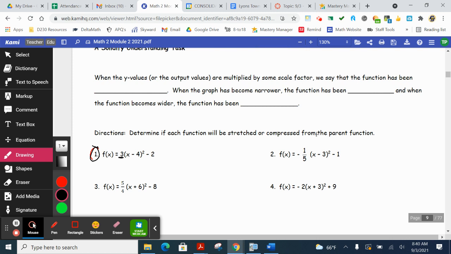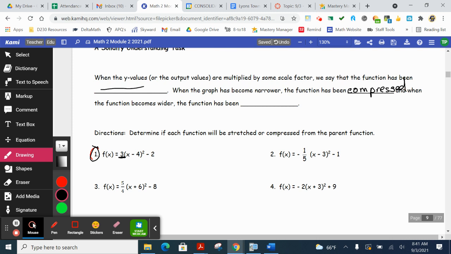So up here it says when we are multiplied by a scale factor, we say that it has been. Actually, I don't know what I'm writing right here. Here's what you're going to write here. When the graph has become narrower, so like this guy right here, we are now going to use a fancier word, and we're going to say that it's been compressed. So the fancy math word for narrower is compressed.